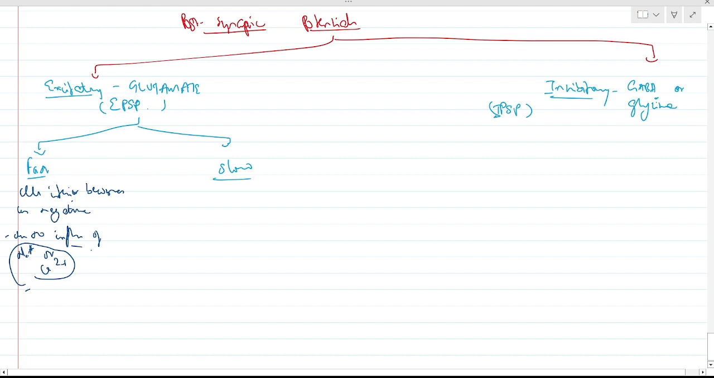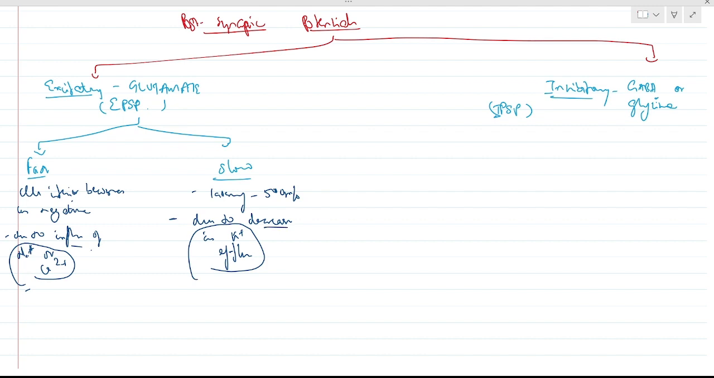Now slow PSP has a higher latency of 500 milliseconds. That's why it is slow. This is due to a decrease in potassium efflux. Positive ion efflux is decreased, so the cell interior becomes less negative. The high latency of 500 milliseconds is why it is slow.